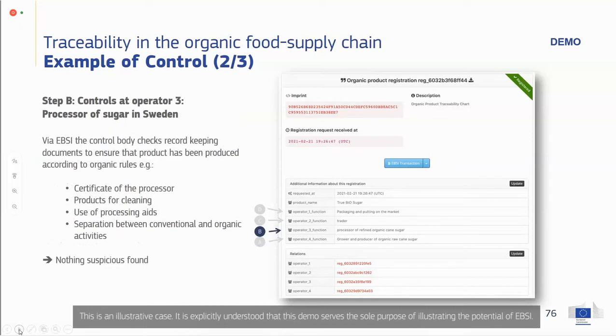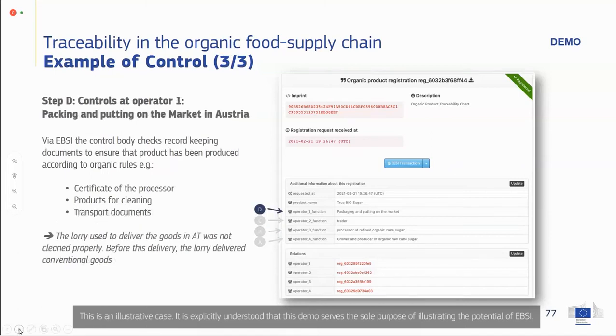Simultaneously, the control body of the other operator, of the operator number 3, which is the sugar refinery plant in Sweden, is accessing the documents of this operator. Again, remotely, this is done remotely without interrupting the operator. So it is saving time, there is no back and forth of email, and so on and so forth. And it's going through several types of documents, like the products for cleaning that were used, the use of processing aids, and it's checking if there was a good separation between conventional and organic activities, and making sure that before dealing with organic activities the machines were cleaned properly, etc. And going through these documents, the control body finds nothing suspicious. Everything is fine and everything is in order. Next slide, please.